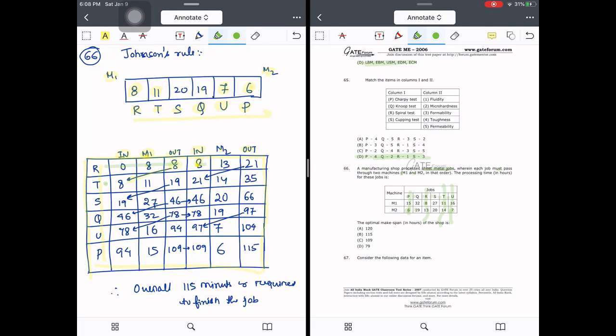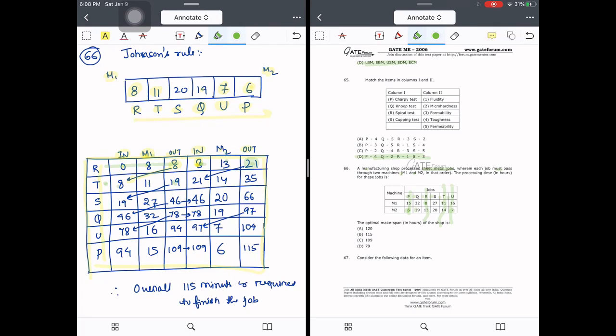Machine 2 will be vacant for 8 hours till then. After machine 1 finishes, the same product will go to machine 2 and it will be processed. Now machine 1 is vacant, so at the 8th hour the T job will be inserted. The T job on machine 1 takes 11 hours, so after the 19th hour the T job is completed by machine 1.